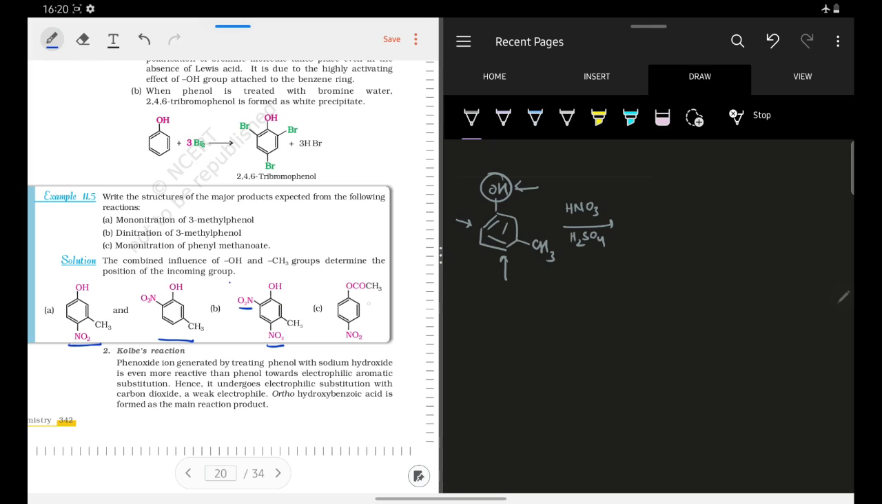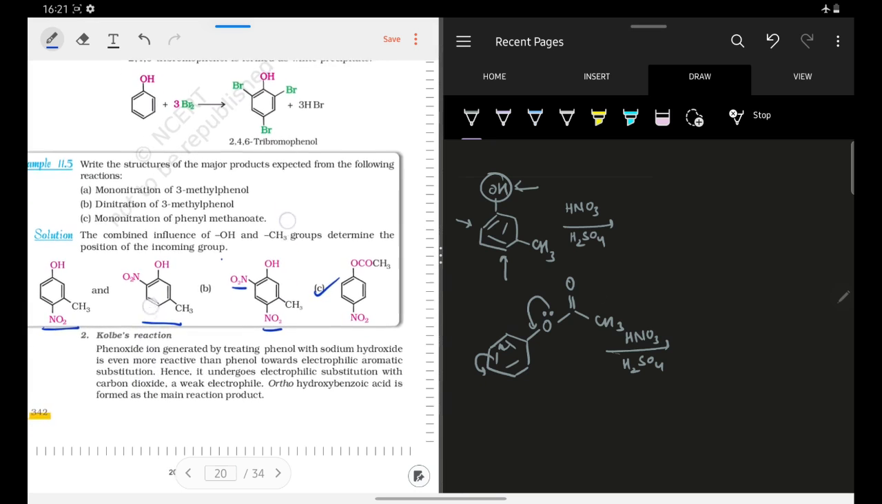Now let us move on to the next example, mononitration of phenyl methanoate. The compound that is given to you is this one, and we have to do the mononitration. When we do the mononitration, we know that this group will be ortho-para directing. Why will it be ortho-para directing? Because the lone pair of the oxygen atom can be donated to the benzene ring. Because this is a bulky group, the nitration will occur at the para position. Why at the para position? Because then the steric repulsion will be least, hence they have shown this product.